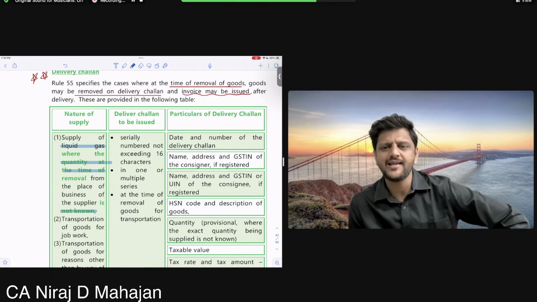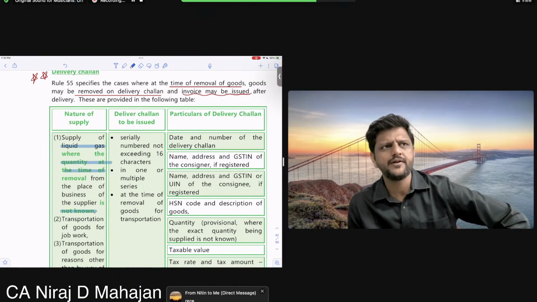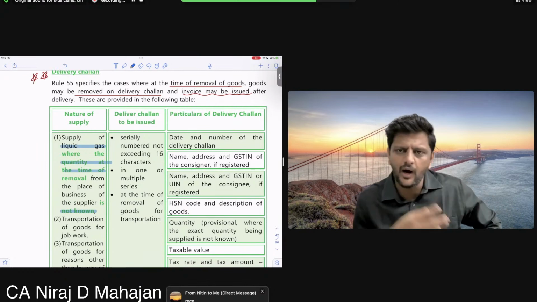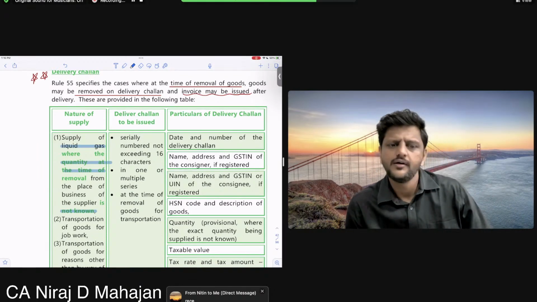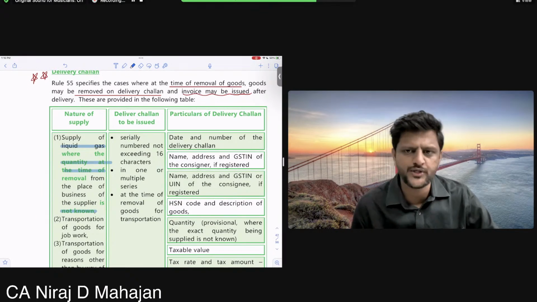Try to understand. Supplier has sent 100 items. Recipient received 99 items. How, what, why, that we'll see later on. Recipient is going to pay money only for 99. So even the invoice needs to be issued for 99.